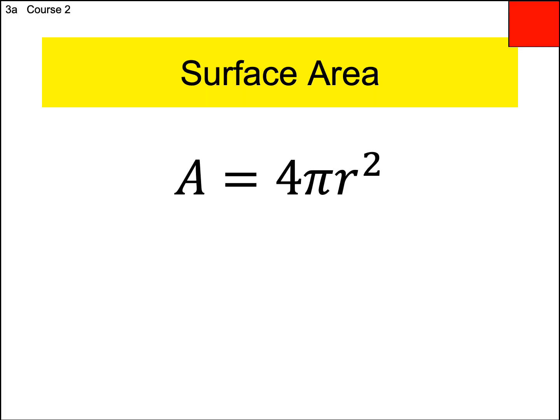So write this down, please. It turns out that the surface area of any sphere is 4 times pi times radius squared. Okay? So it sort of looks like area. In fact, it's 4 times the area of a circle. Kind of hard to imagine that's the formula, but that's the formula.